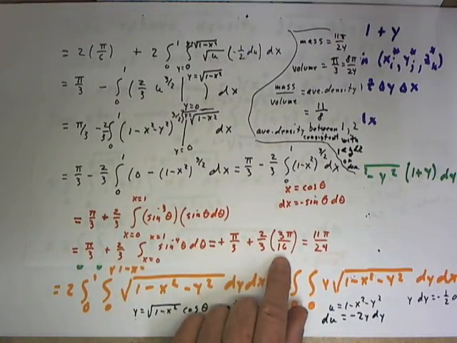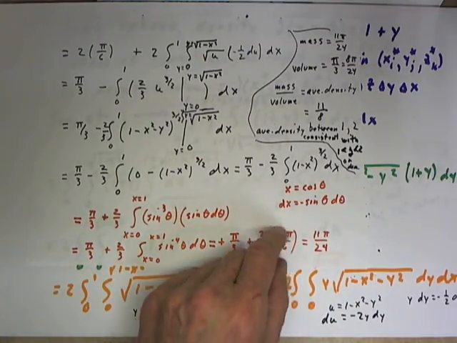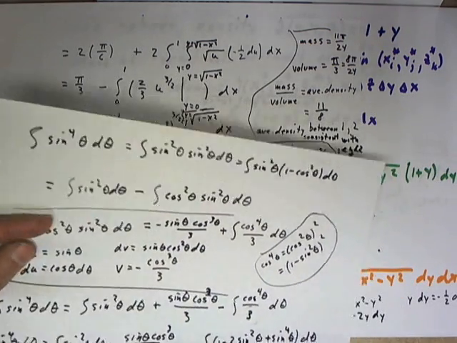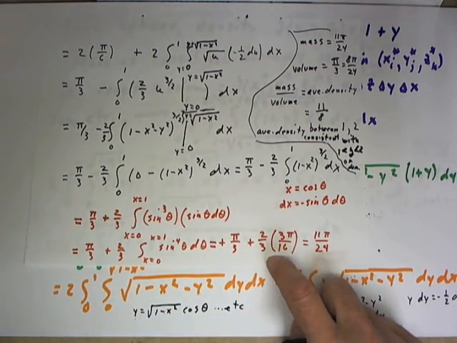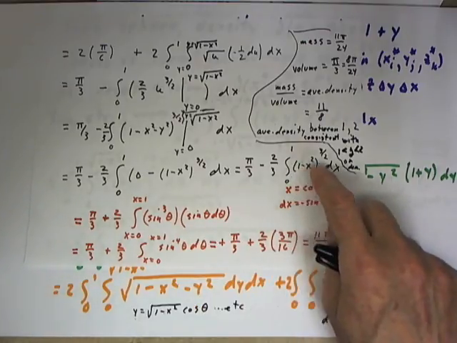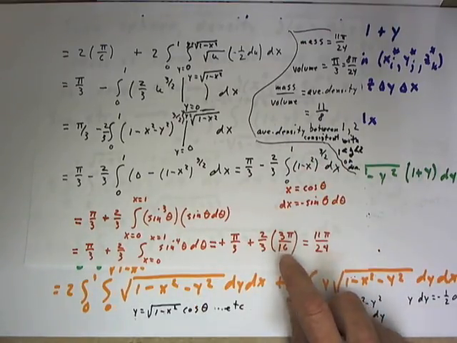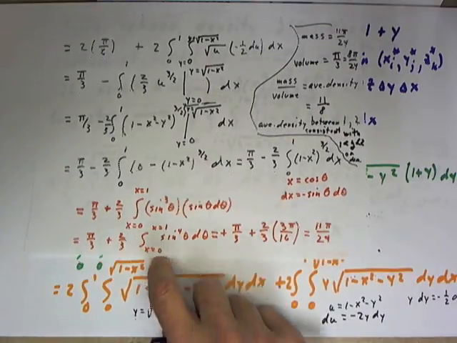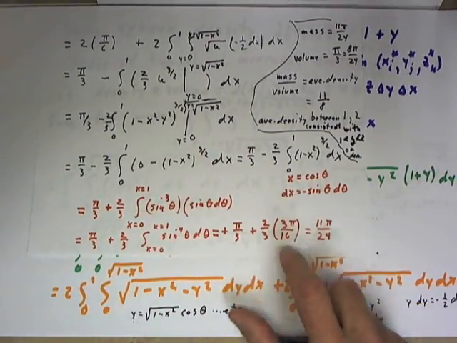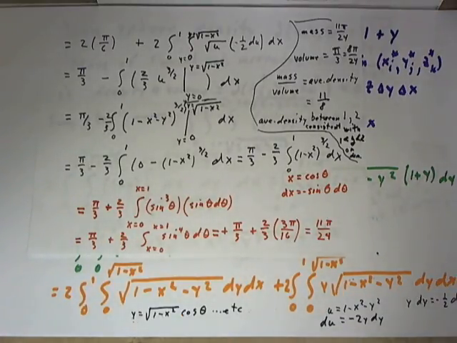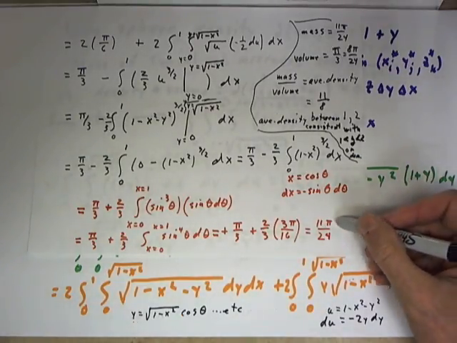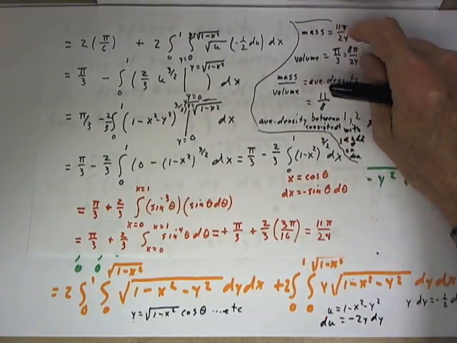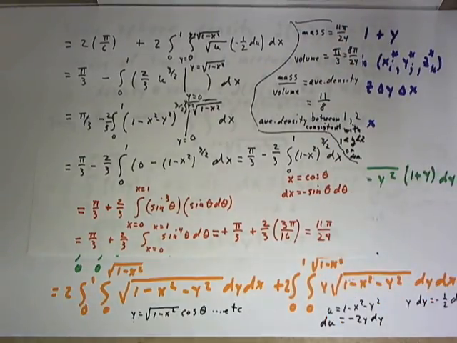and it does end up with the result 3 pi over 16. In other words, this integral here, when we back substitute the 1 minus x squared for the u, and evaluate at the limits, we do end up with 3 pi over 16. And I believe our 11 pi over 24 is then at least a plausible result for the mass, and I believe that's correct.